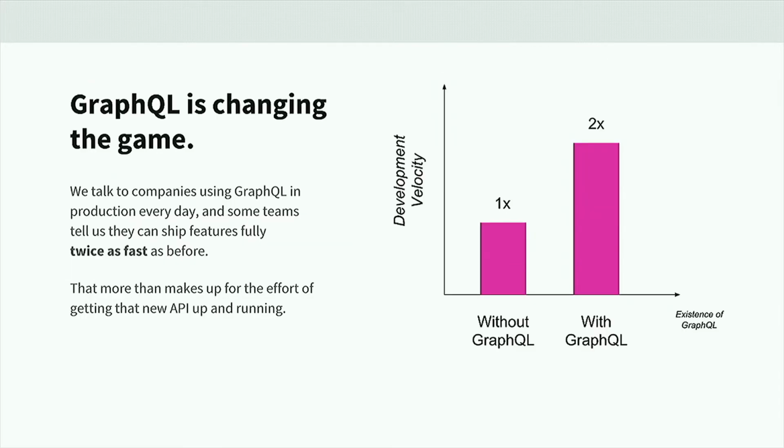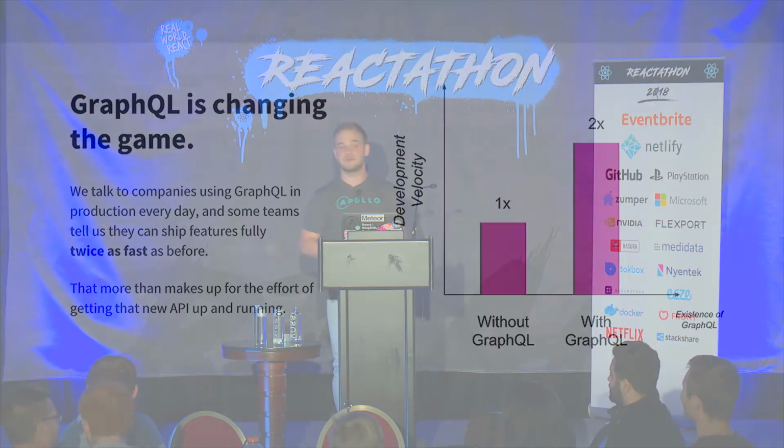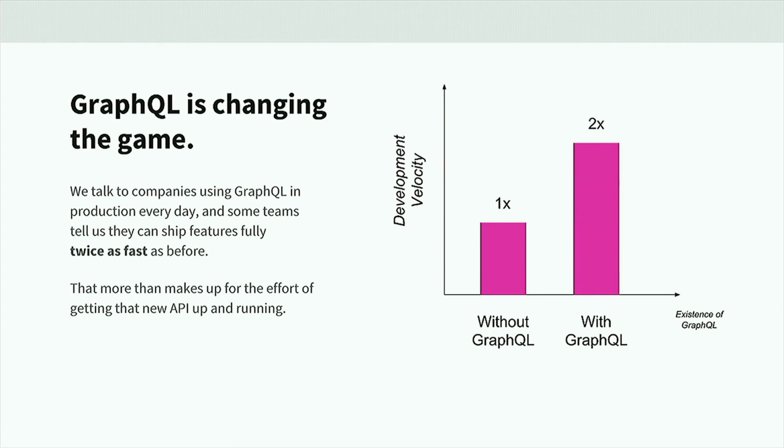So basically, GraphQL is changing the game. And you can really increase your development velocity. For some of the teams we talked to, they actually ship their features twice as fast as they could before, just by being able to use GraphQL. And so if you're trying to convince your boss why you should be able to use GraphQL, you should show them this handy chart. It outlines the relationship between having GraphQL and your development velocity in a really easy to consume manner, and which I think really makes up for the effort of having to build out that new API layer.